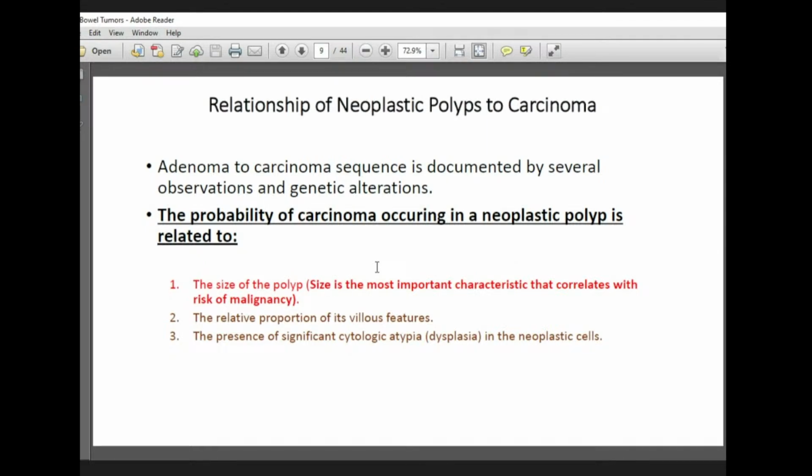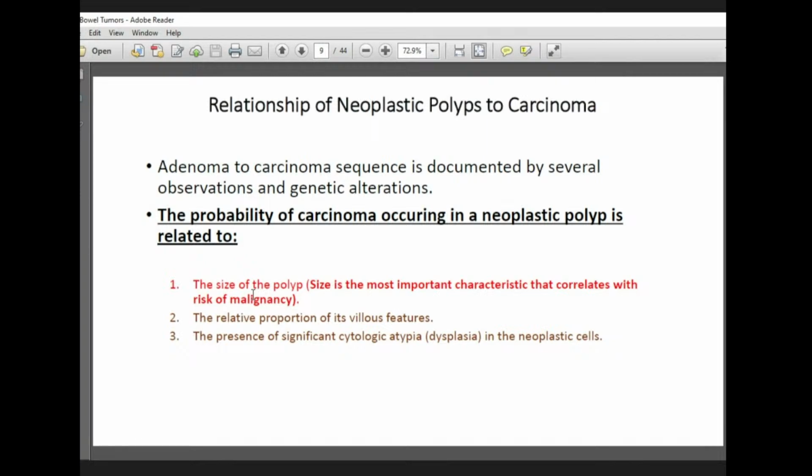If it is severe, whether there is an invasion present or not, this is all you have to look at carefully. Okay. So when you see a polyp, what is the probability of carcinoma? One of the most important factors is the size. During the colonoscopy, a surgeon can predict whether it is benign or malignant on the basis of the size. The larger the size, the more chances of it turning out to be malignant.